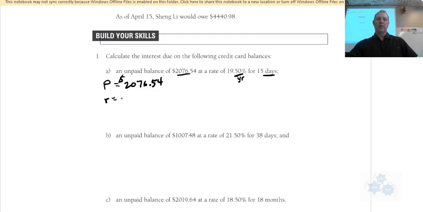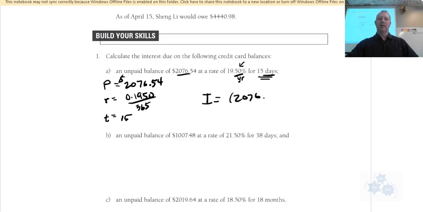So R is going to be 0.1950 divided by what? Is this getting charged per year or per day? This percentage is per year, but remember, credit cards charge daily interest. So this is divided by 365. That's your R. And your T then is going to be this 15 days. Okay? So you multiply that together to get your I.